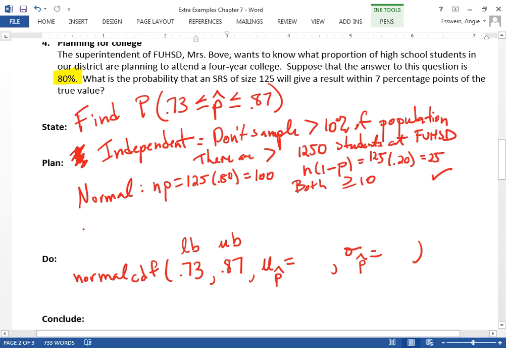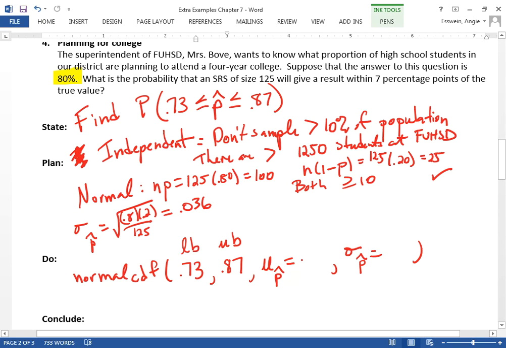Now we're able to find the standard deviation of p hat using the square root of 0.8 times 0.2 over 125, which is 0.036. That helps us get a better idea of our answer, because it's about 4%: 68% of the answers are within 4% of the middle, which is 80. So 68% are within 76 and 84.